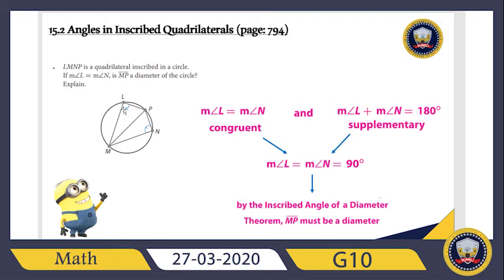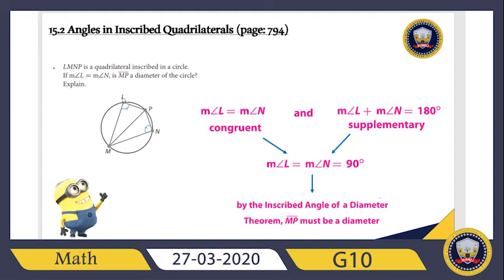It reminds you of the inscribed angle of a diameter theorem. Remember we said that if we have an inscribed angle that is 90 degrees, then its ends are part of the diameter. Alright? So L is 90, N is 90, MP should be a diameter for this circle. So this is true.